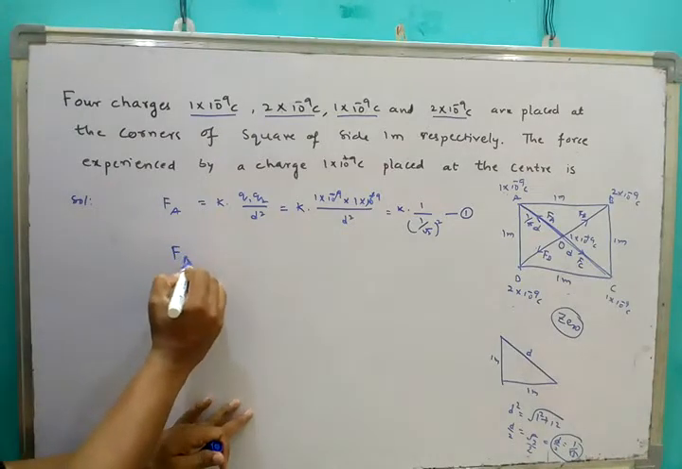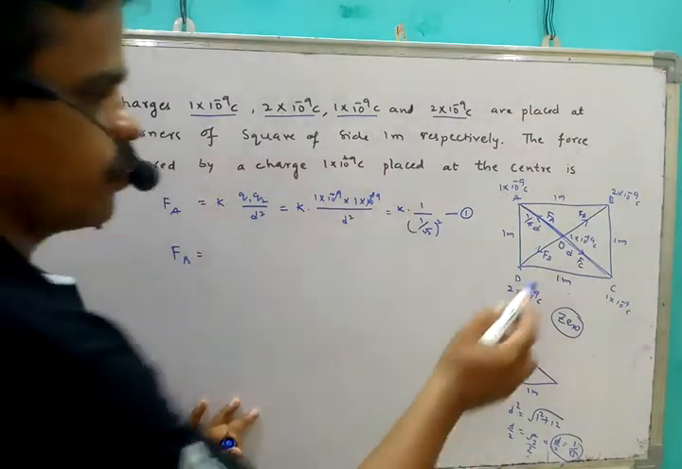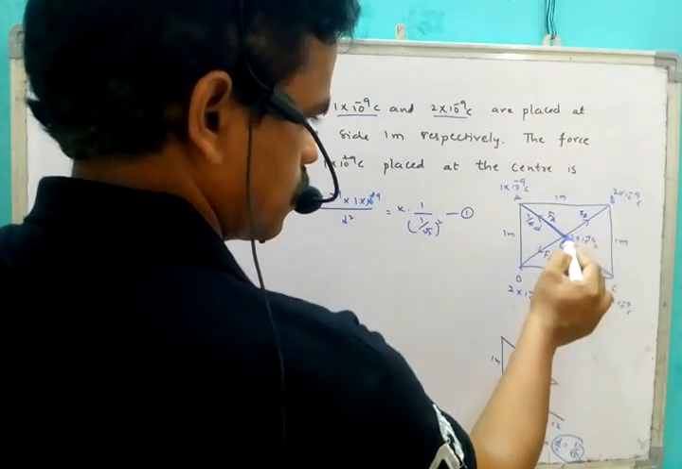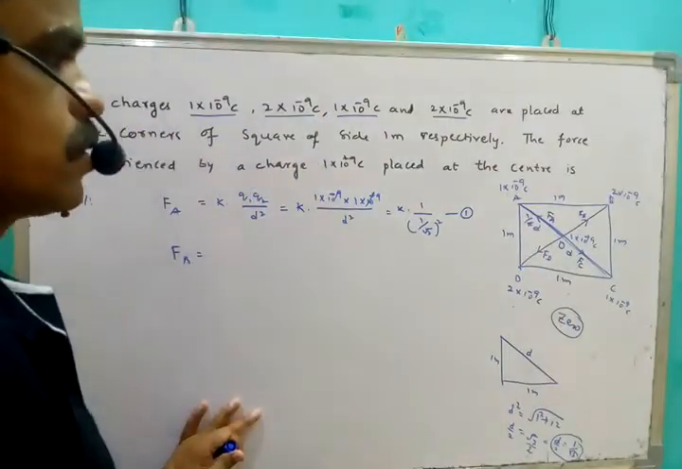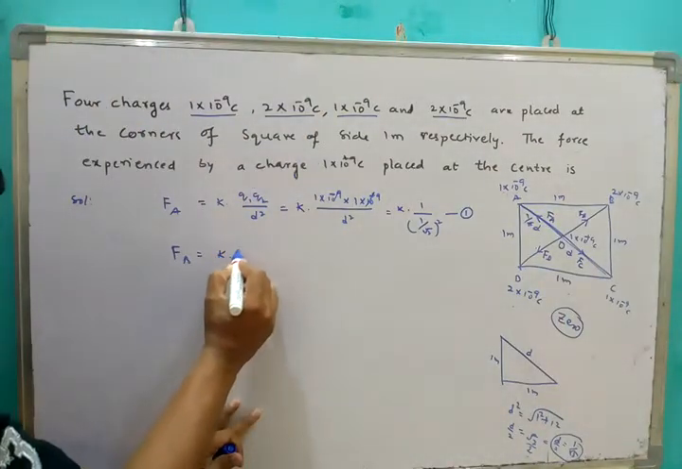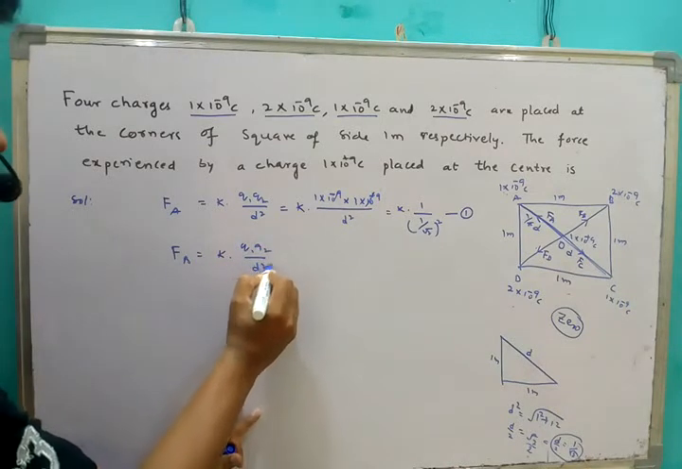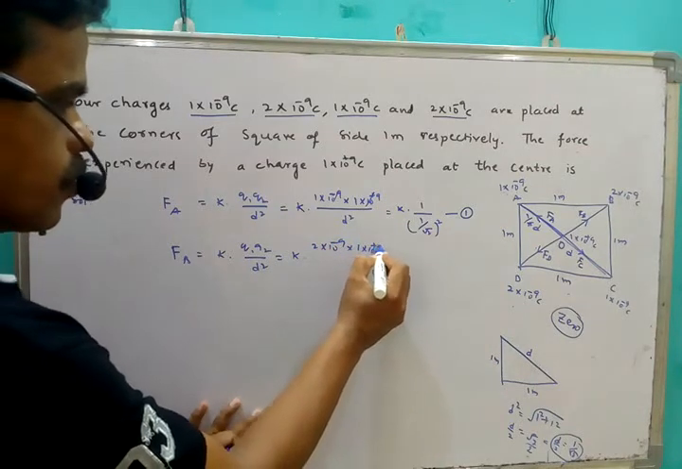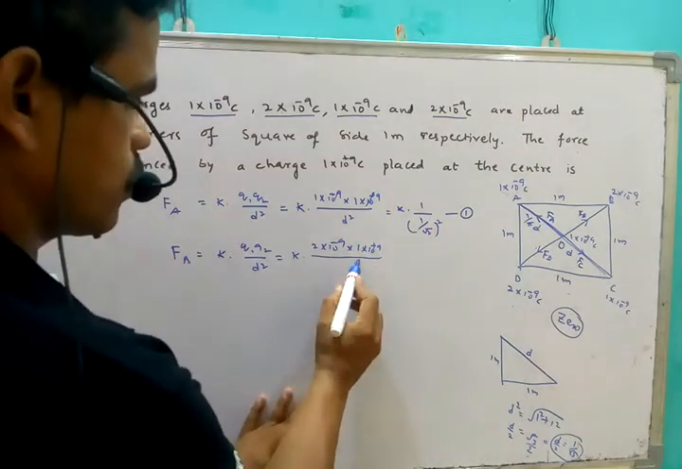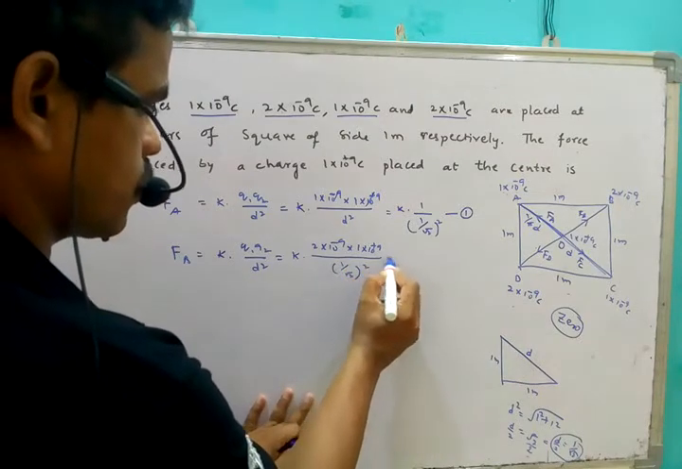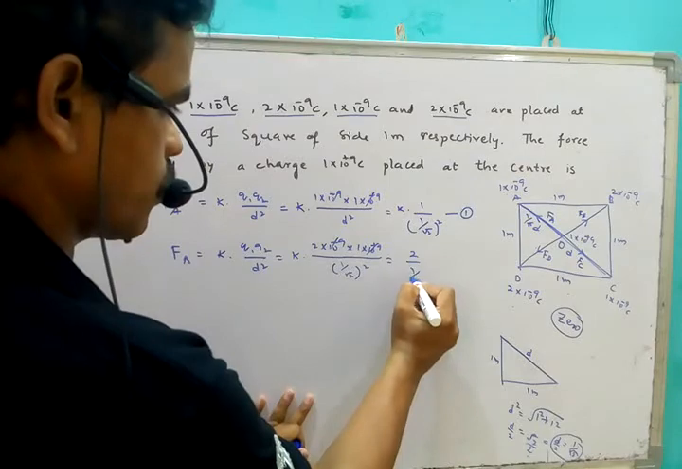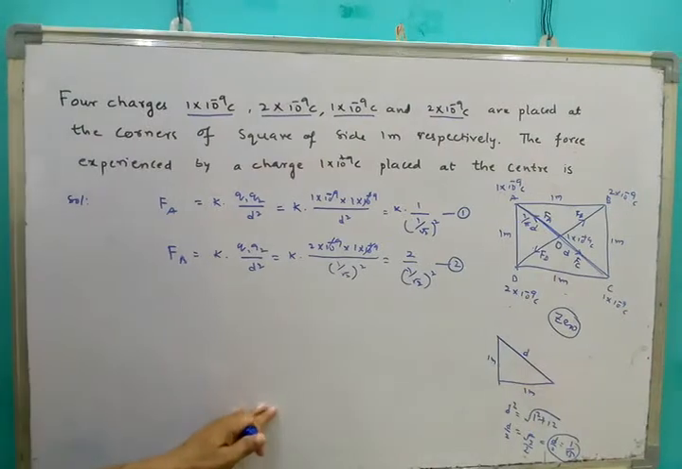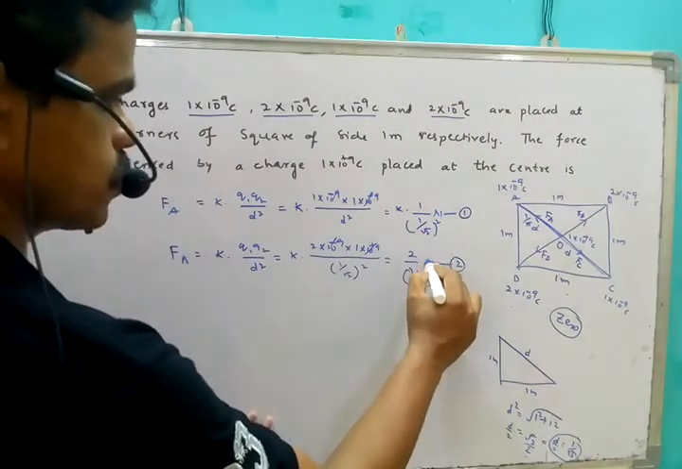Then go for FB. The FB force is a repulsive force due to the point charge at B on the center charge. It is equal to K into Q1 Q2 by D square. K into the charge 2 into 10 power minus 9, 1 into 10 power plus 9 by D square, with D equal to the same 1 by root 2, whole square. So it becomes 2 by 1 by root 2 whole square. This unit is Newton.